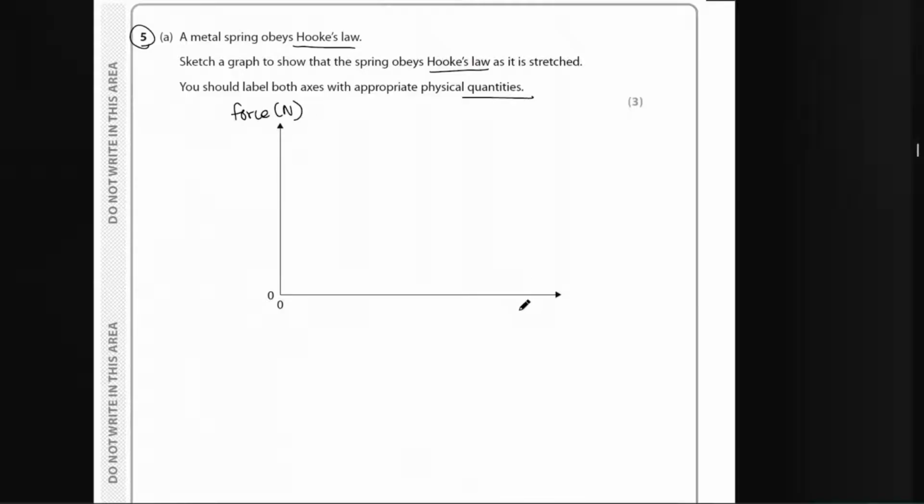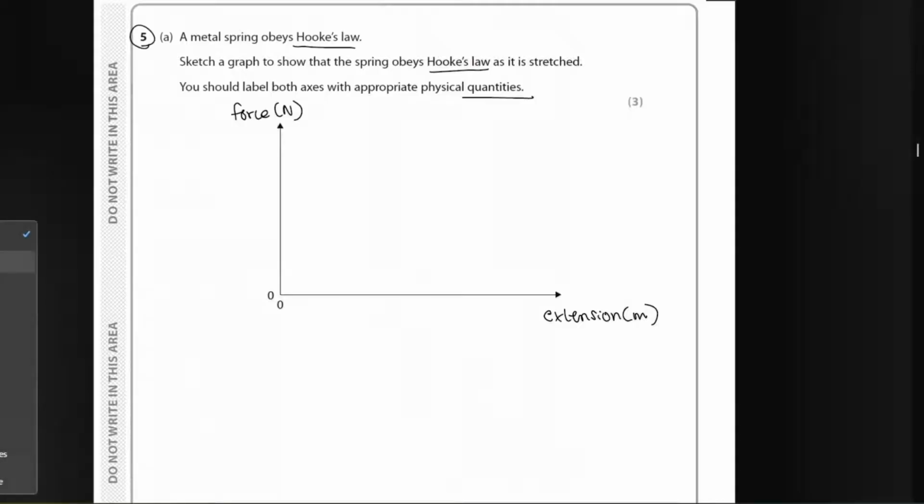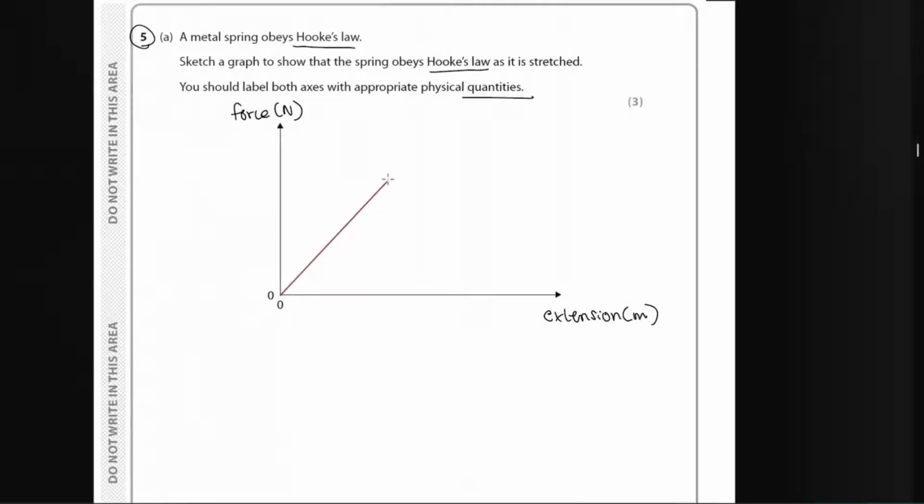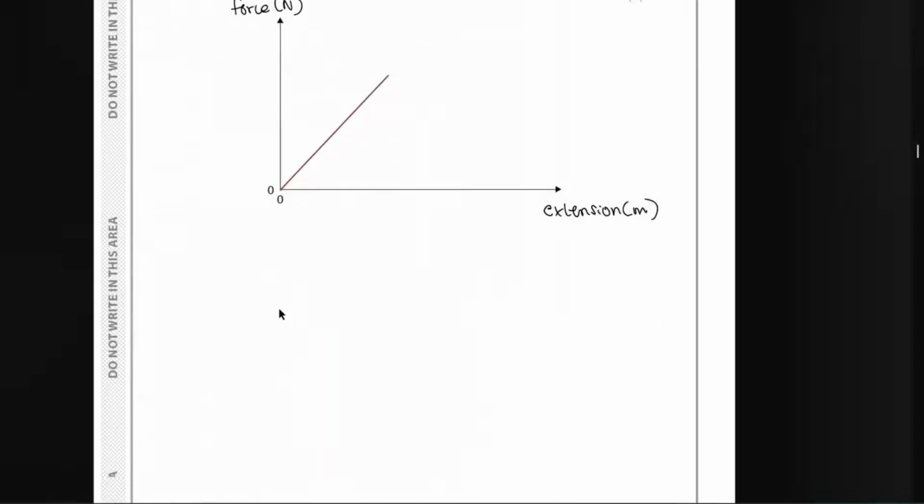So force against extension of a spring. This will be measured in meters. So Hooke's law suggests that the force and extension are directly proportional. So that means it'll produce a straight line, and this line will pass through the origin. So this should be good enough. Let's move on to the next question.